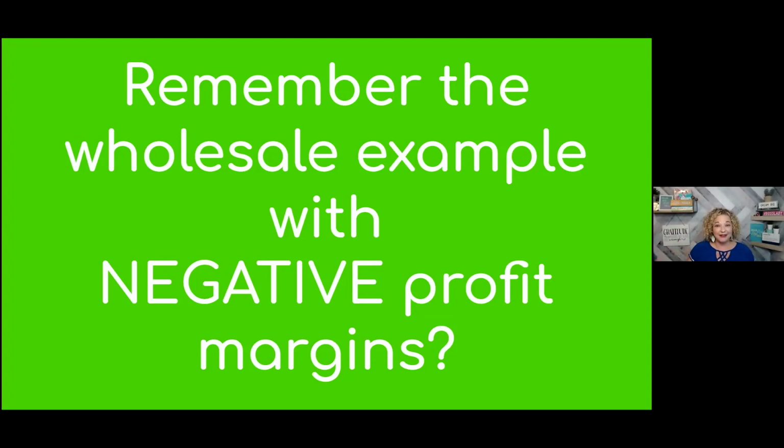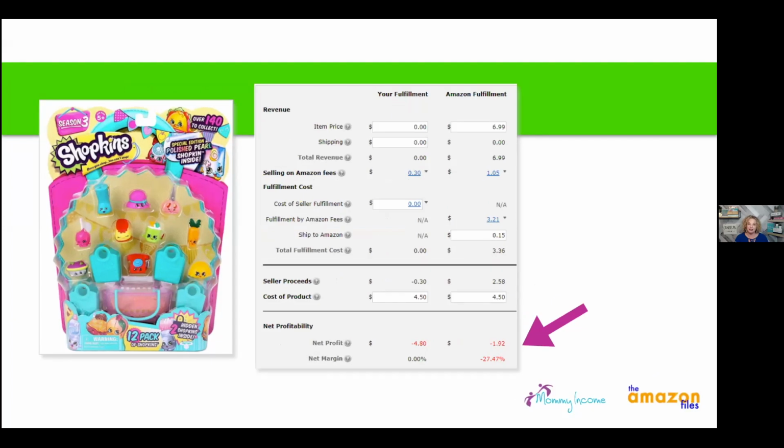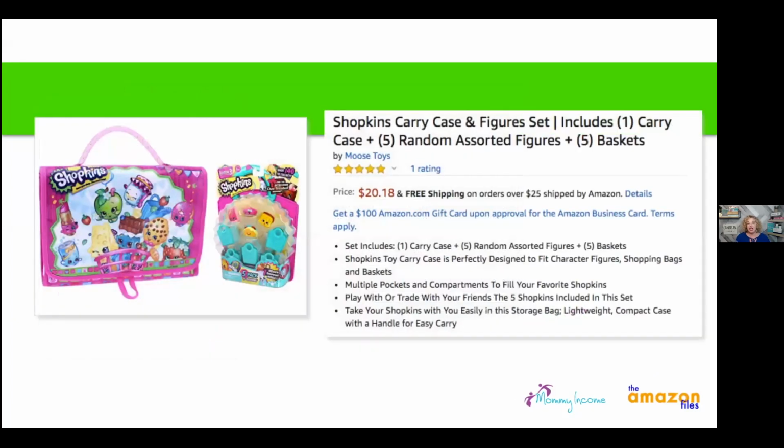Remember the wholesale example with the negative profit, the Shopkins? Remember this? Negative $1.92. I will never forget that. It was such a shock to me to see that their wholesale cost was $4.50. That's why I always use this example. Here is the Shopkins as a bundle, though.